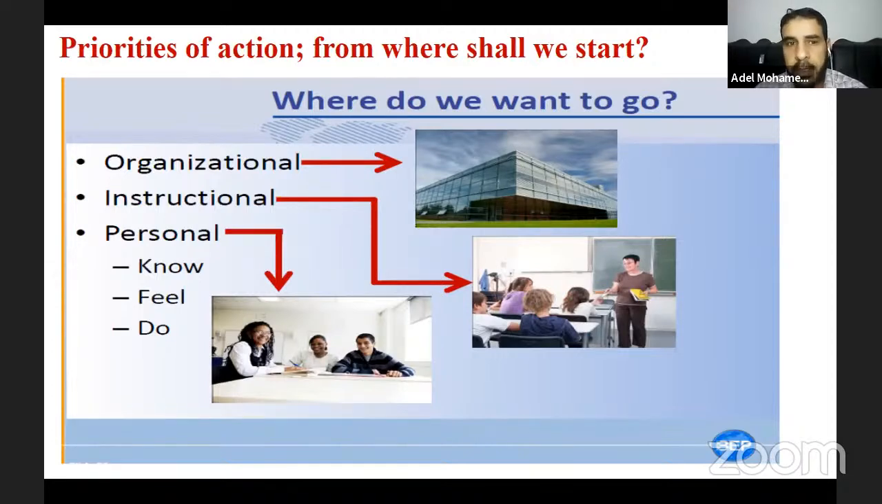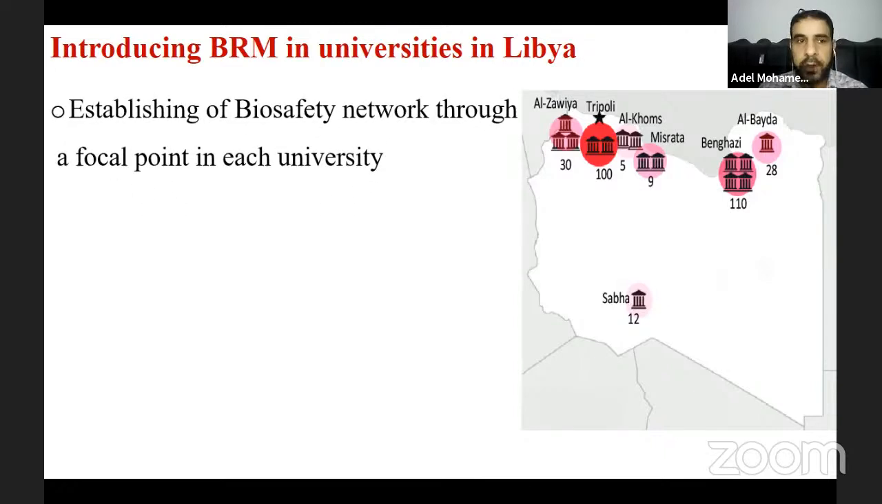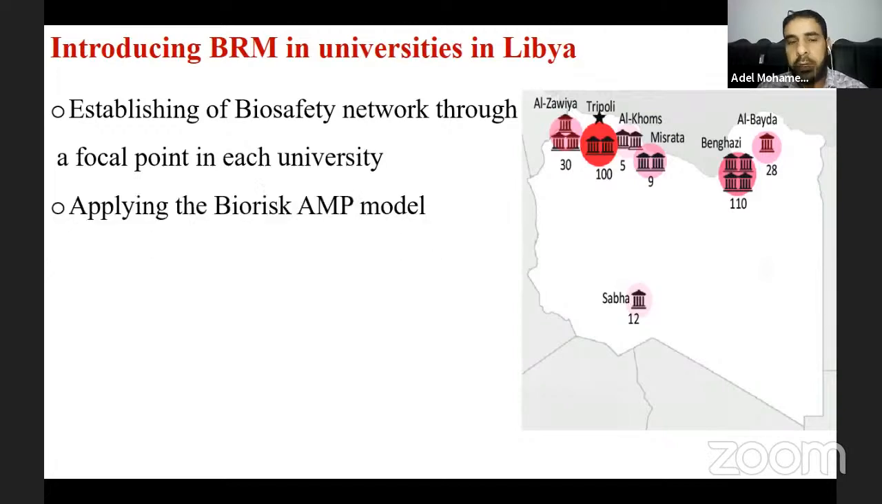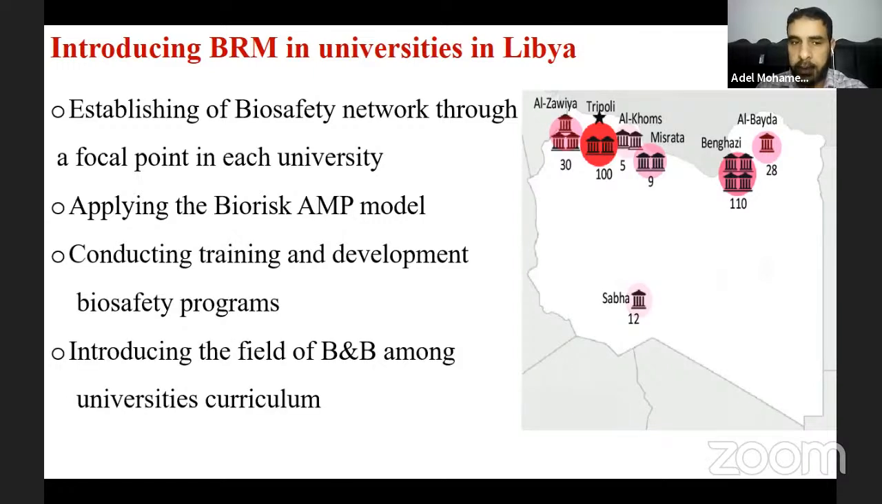And we start to direct our program to the academic level, to the professionals, to the trainees. And also we focused on certain areas or certain individuals whom we can train on biosafety and biosecurity levels. So we focused on academic institutions, basically universities. We introduced the biorisk management terms in the universities of Libya. We have mostly seven public universities. We established the biosafety network through a focal point in each university, applying the biorisk AMP model in each university, conducting training and developing biosafety programs, and introducing the field of biosafety and biosecurity into the university curriculum.